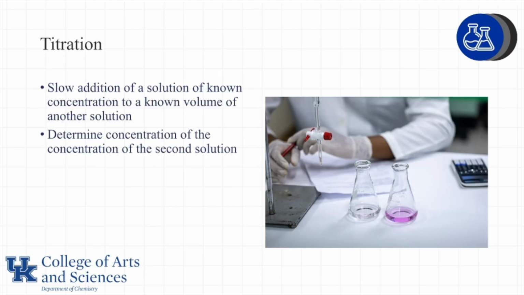When we look at these neutralization reactions, we often do something called a titration, and this is a lab technique we use to identify the concentration of an unknown. So we take a solution of known concentration with a measured volume and add it to the known volume of a solution with unknown concentration, and we add it very slowly. As a result, we're able to identify the equivalence point of the reaction, where the moles of acid and the moles of base are equal, and we can determine the unknown concentration.